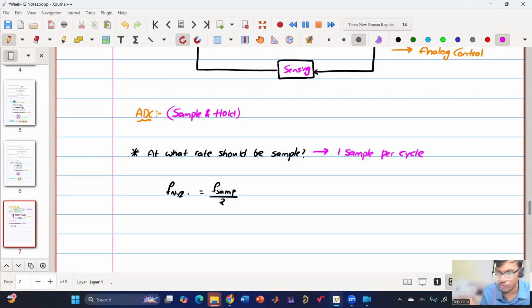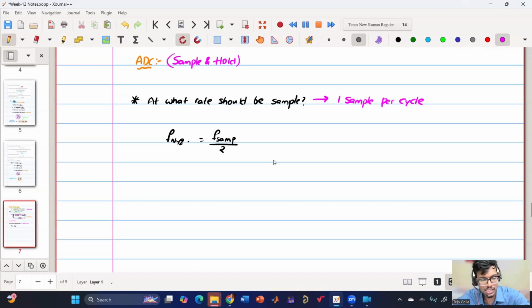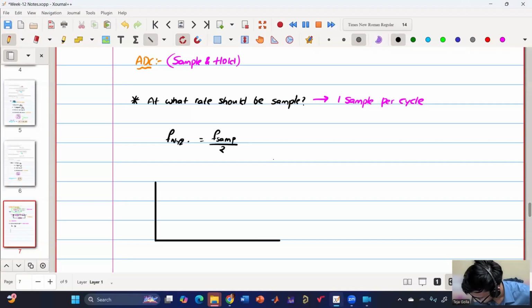Okay. So if we are sampling once per 2 cycles, then what happens? So basically in digital, wherever you are taking the sample, that point will be regulated, right? In analog, the average voltage is regulated at 1 volt. But in the case of digital, the point at which you are taking the sample will be regulated. So for example, I'm considering 2 cases.